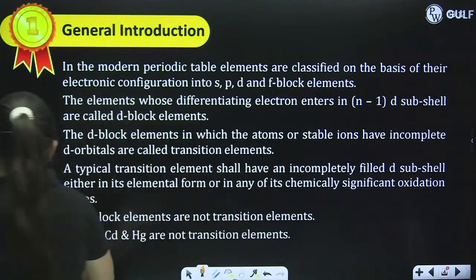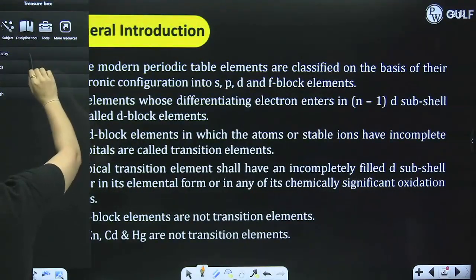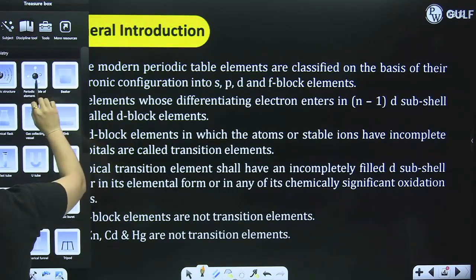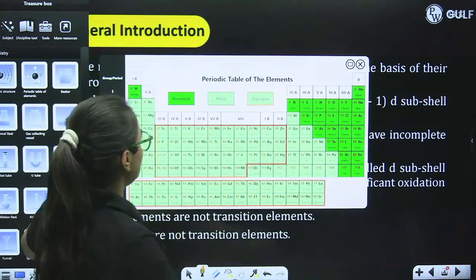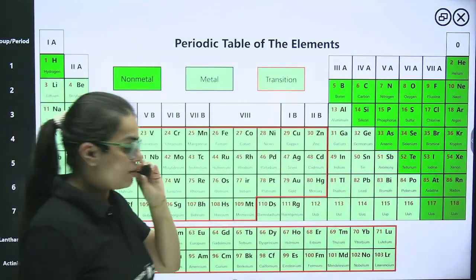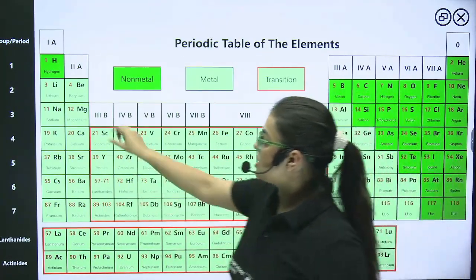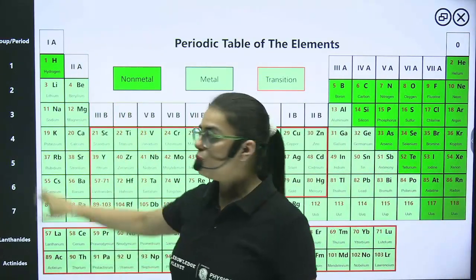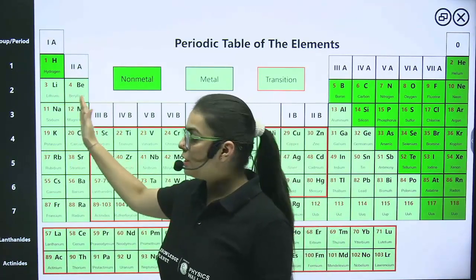Let me once show you the periodic table so that you can also get an idea about it. So this is basically your periodic table, students. I have just widened it up. See, students, over here, this is your S block elements. These two groups, group 1 and group 2, come under the category of S block elements.